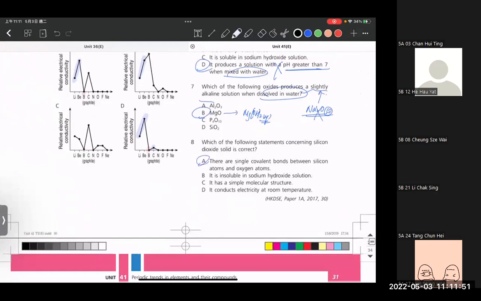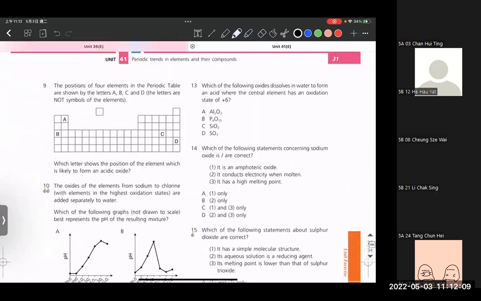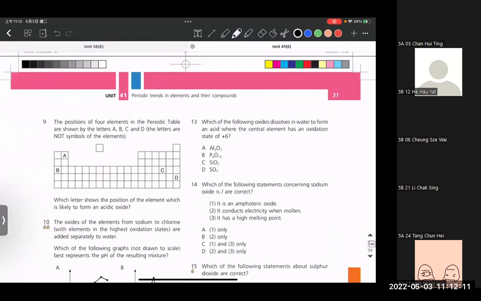So question 9, most of you answered question 8. Question 8, the answer is A. Silicon dioxide solid, single covalent bond between silicon atoms and oxygen atoms. Still remember silicon 4 hands, oxygen 2 hands. So all those covalent bonds. And question 9, acidic oxide. The answer is C for sure. D must not, okay, it's a noble gas. It's rather unreactive. How about C? What is that? Group 6, right? Group 6 oxide. So it is still a non-metal oxide.